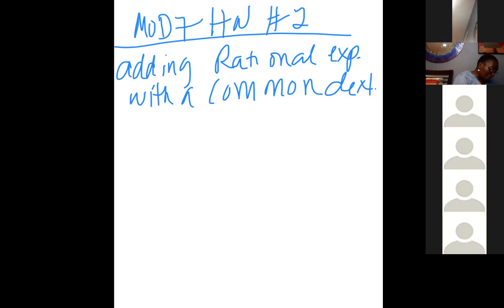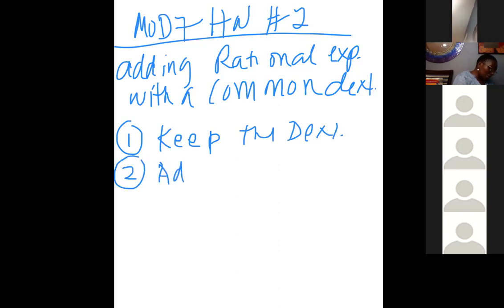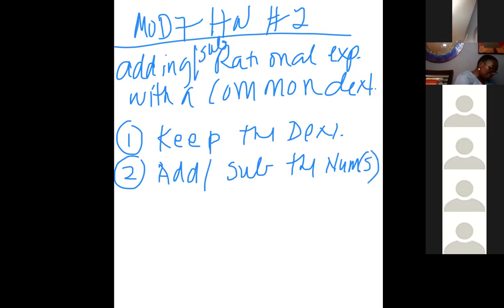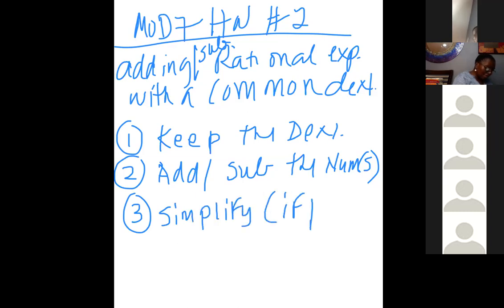So if they have the same denominator, number 1, you want to keep the denominator. Number 2, add or subtract the numerators together. By the way, I put addition here, but there's also subtraction in here, guys, okay? And then number 3, you want to simplify if possible. Some of them you can simplify and some of them you cannot.